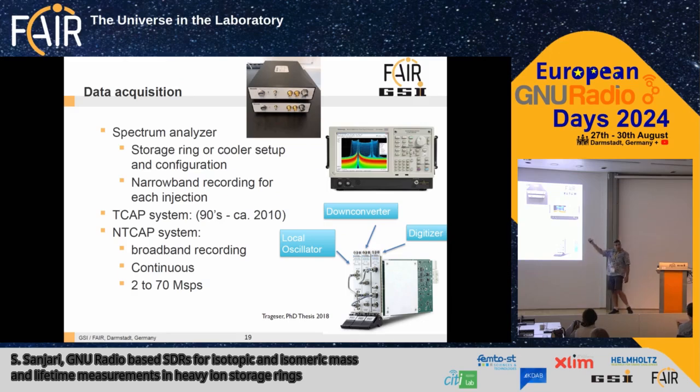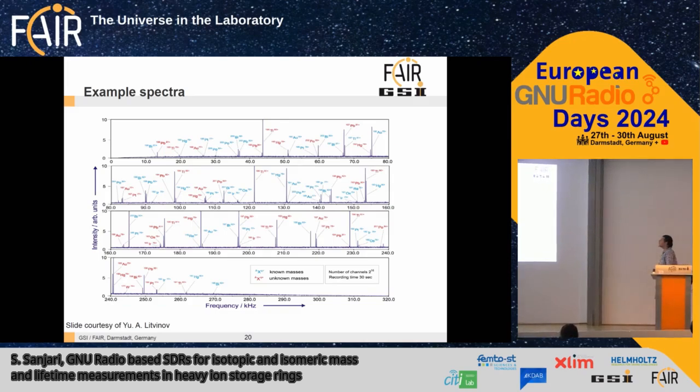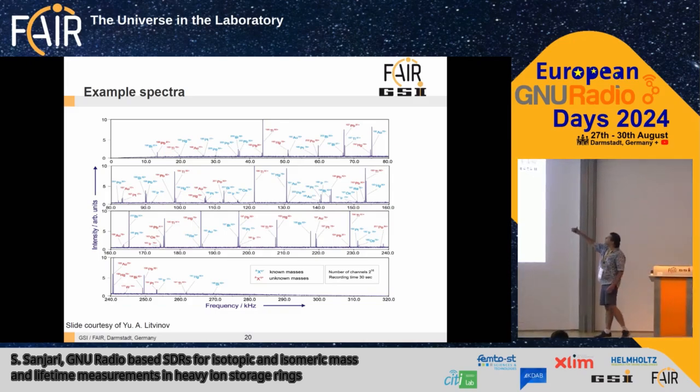These are some good spectrum analyzers, to be honest, but the problem is that they are not scalable, and they are very, very expensive. So how does a picture like that look like? This is a spectrum of all the possible lines that we can see. This is a two-dimensional spectrum, and you see all possible nuclear isotopes that you can see after an injection into the storage ring.